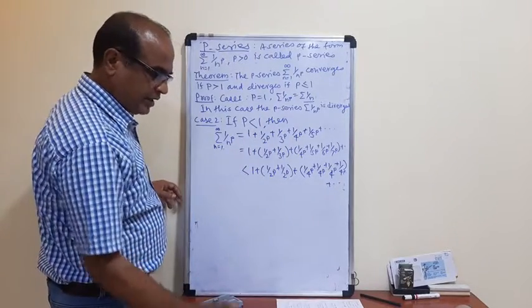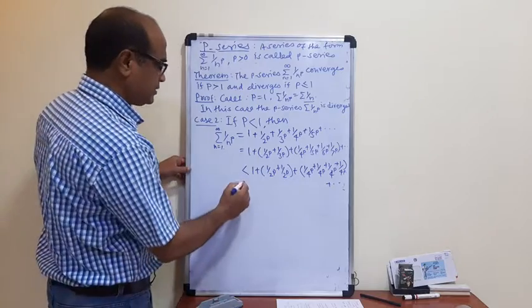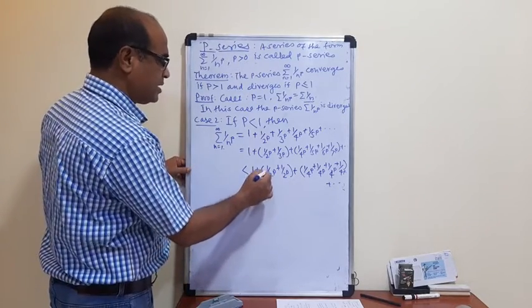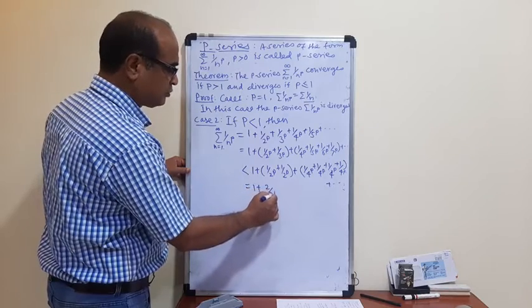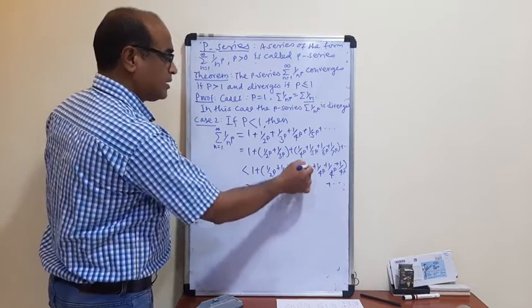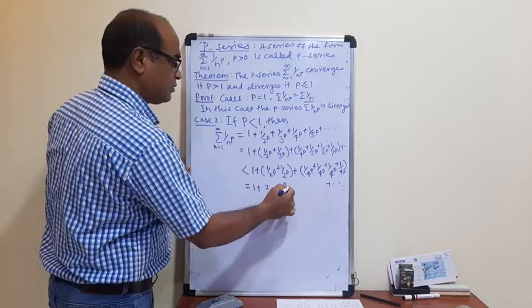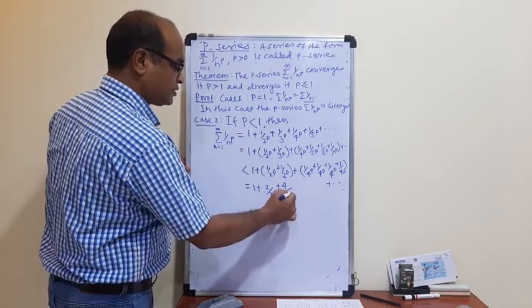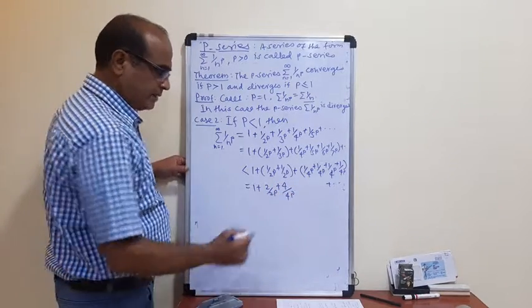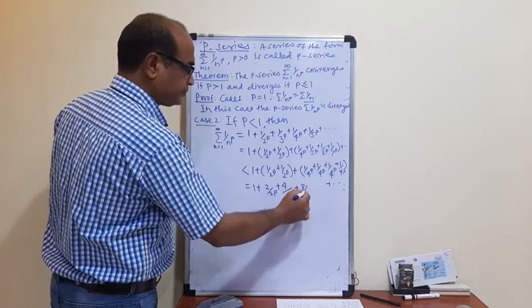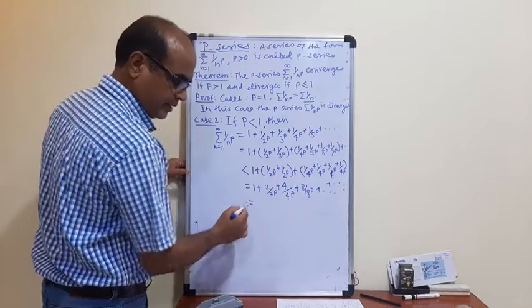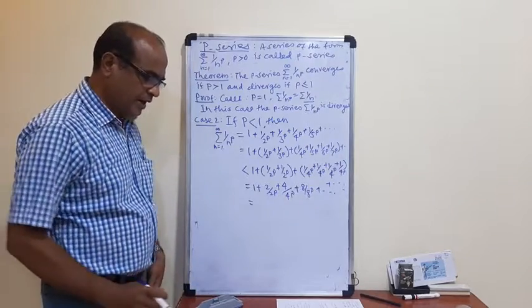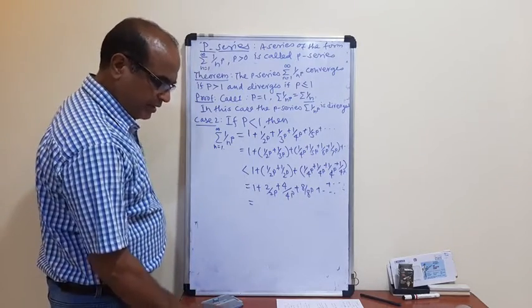Okay? It's so very simple here. So this is equal to 1 plus, so this plus this is 2 upon 2 raised to p, plus 4 times, so 4 upon 4 raised to p, plus 8 upon 8 raised to p, plus and so on. Okay, so this is a very simple one.